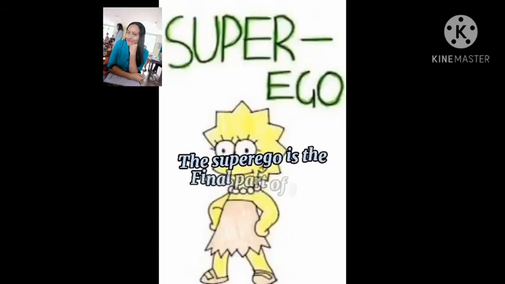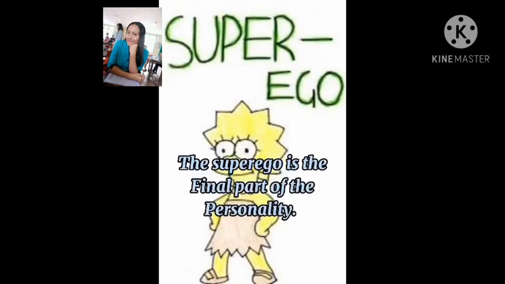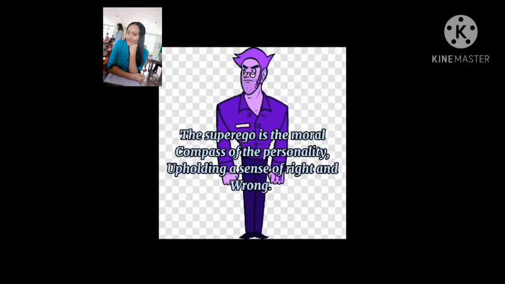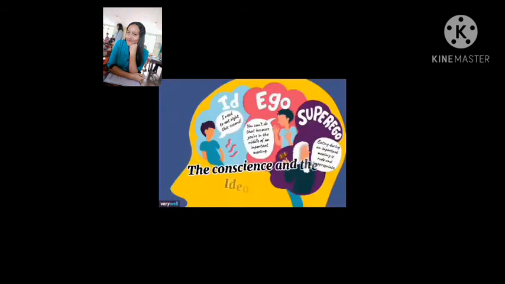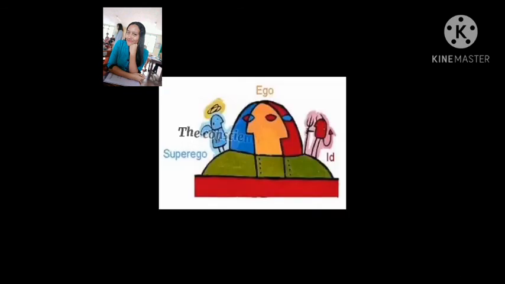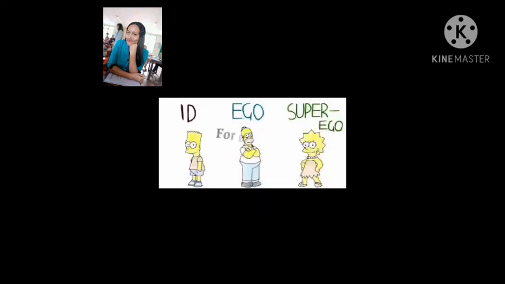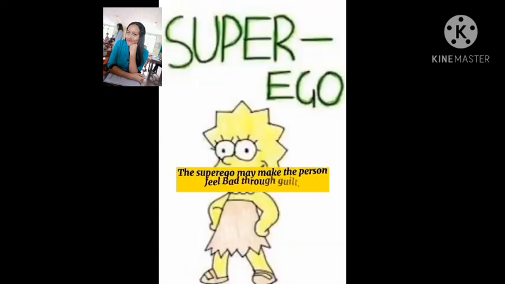What is superego? The superego is the final part of the personality. The superego is the moral compass of the personality, upholding a sense of right and wrong. The superego consists of two systems: the conscience and the ideal self. The conscience can punish the ego through causing feelings of guilt. For example, if the ego gives in to the id's demand, the superego may make the person feel bad through guilt.